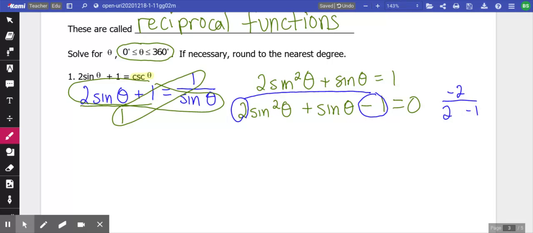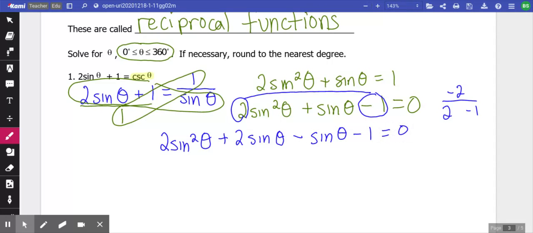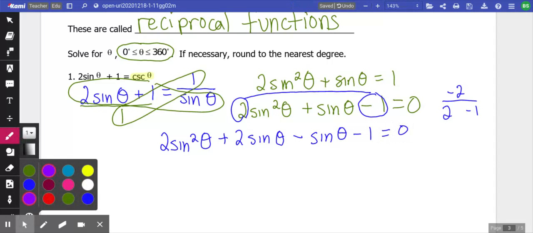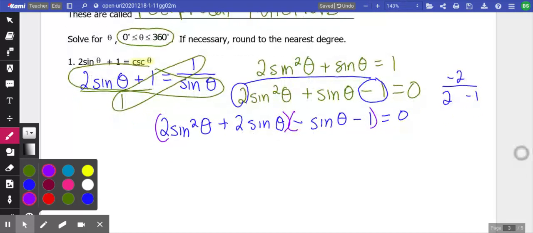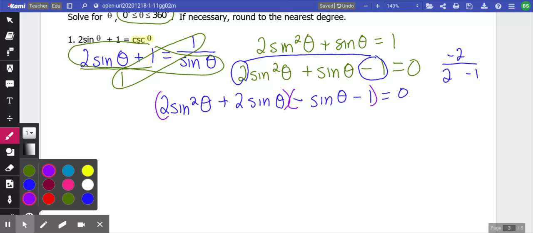We're going to write this out using 4 terms. So we have 2 sine squared theta plus 2 sine theta minus sine theta minus 1 equals 0. Factor by grouping now. Group the first two together, group the second two together. The GCF of the first grouping is 2 sine theta.